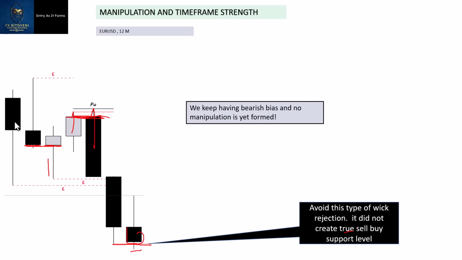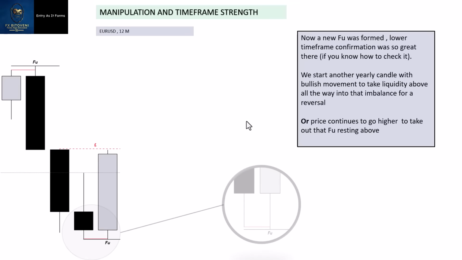An exception is a pattern like this, where market traveled all the way higher to grab liquidity and return back. This is also a valid manipulation. You can see that because it created a true zone here. I hope you understand what I mean, folks. So we keep having bearish bias and no manipulation is yet formed.